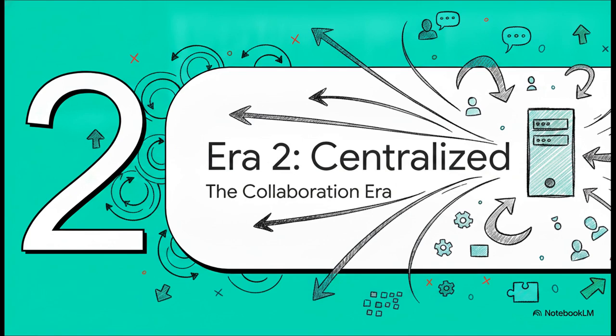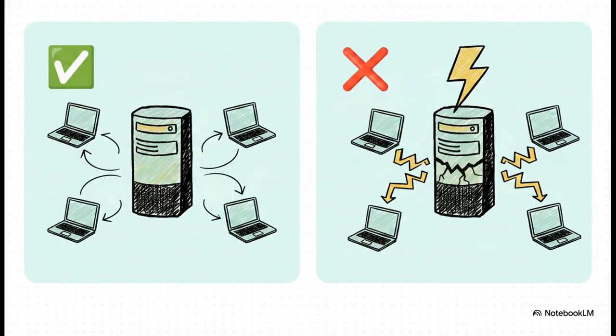And that brings us to Era 2, centralized version control systems, the collaboration era. To solve that collaboration problem, systems like CVS, Subversion, and Perforce were developed, and they truly changed the game. They used a single central server that contained all the versioned files, and clients would then just check out files from that central hub. This setup offered huge advantages.